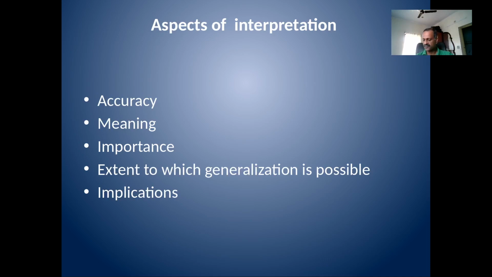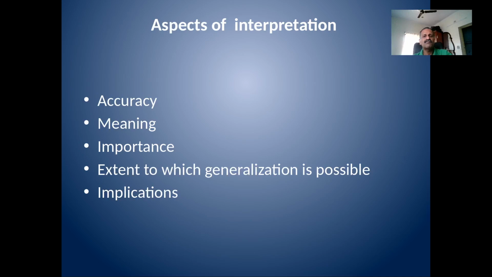What are the aspects you have to consider for interpreting? Accuracy of your finding, whether it is 100% accurate or 80% accurate, that accuracy you have to mention. Meaning of your findings. What is the exact meaning of the data that is described in the table or in the pictures? What is the importance of your finding? Importance of the data. Then the extent to which generalization is possible, whether you can apply 100% generalization from the sample to the population.